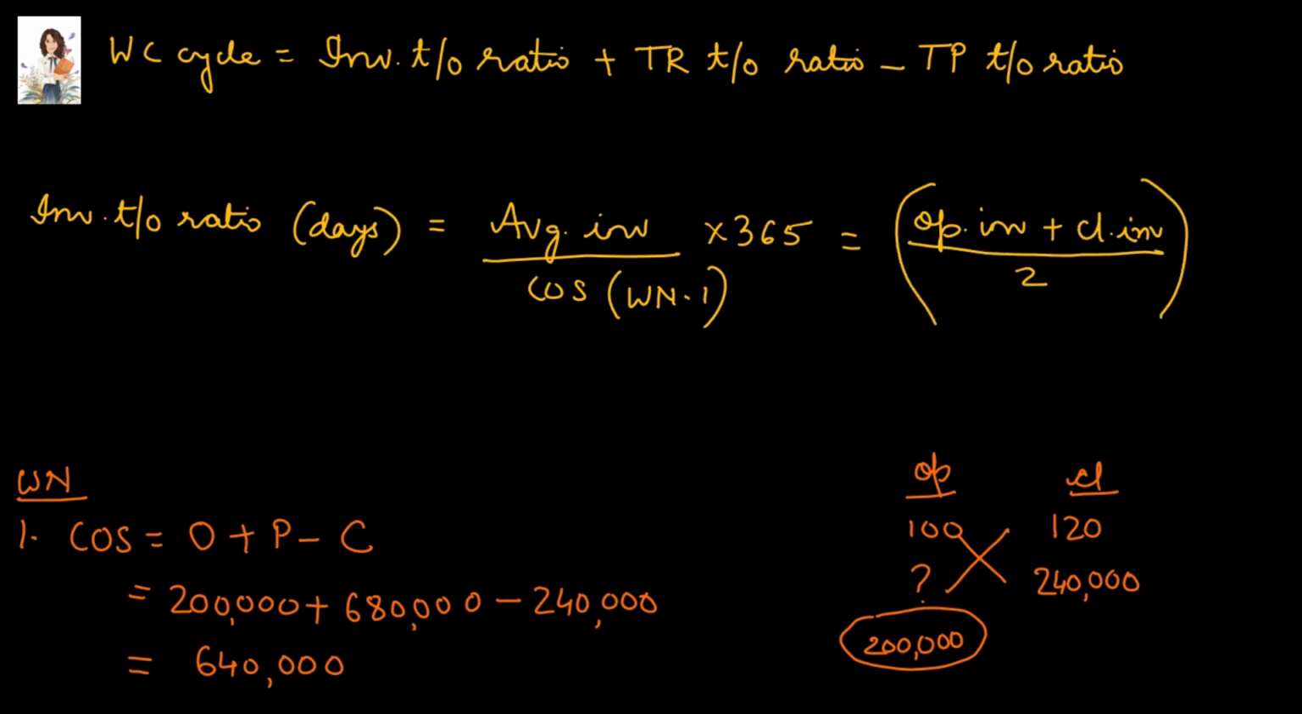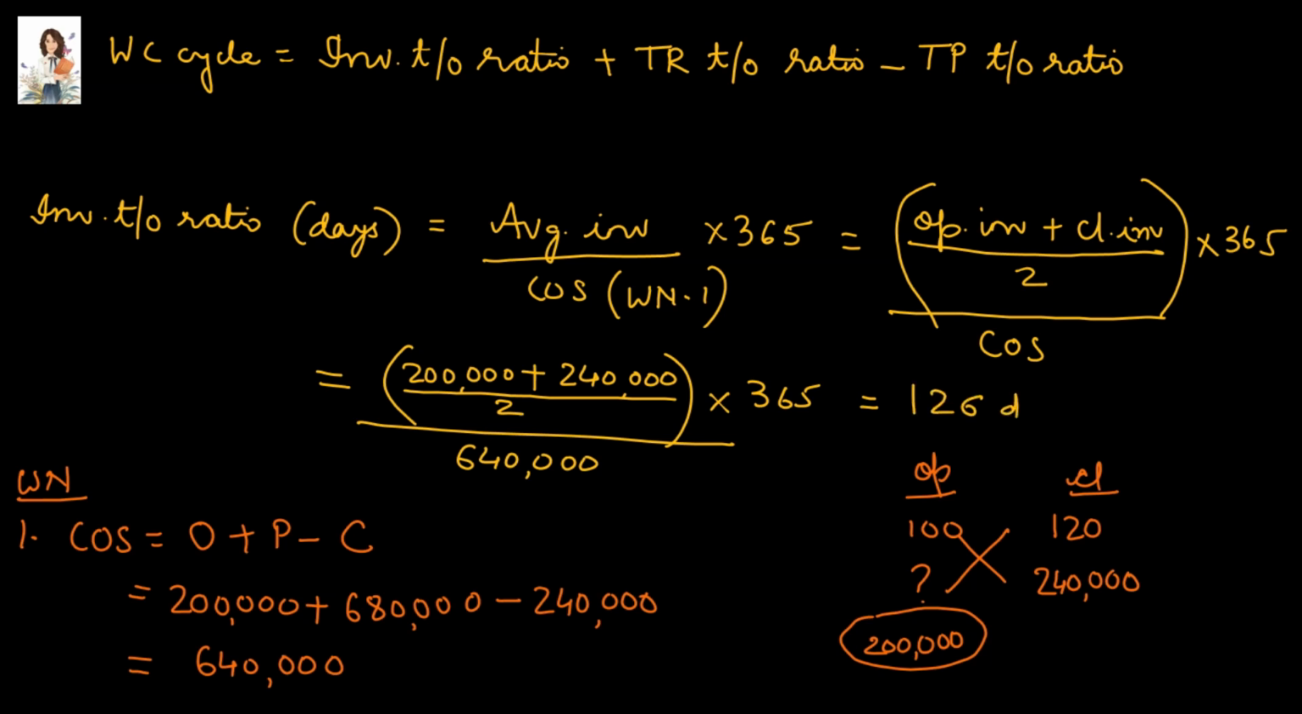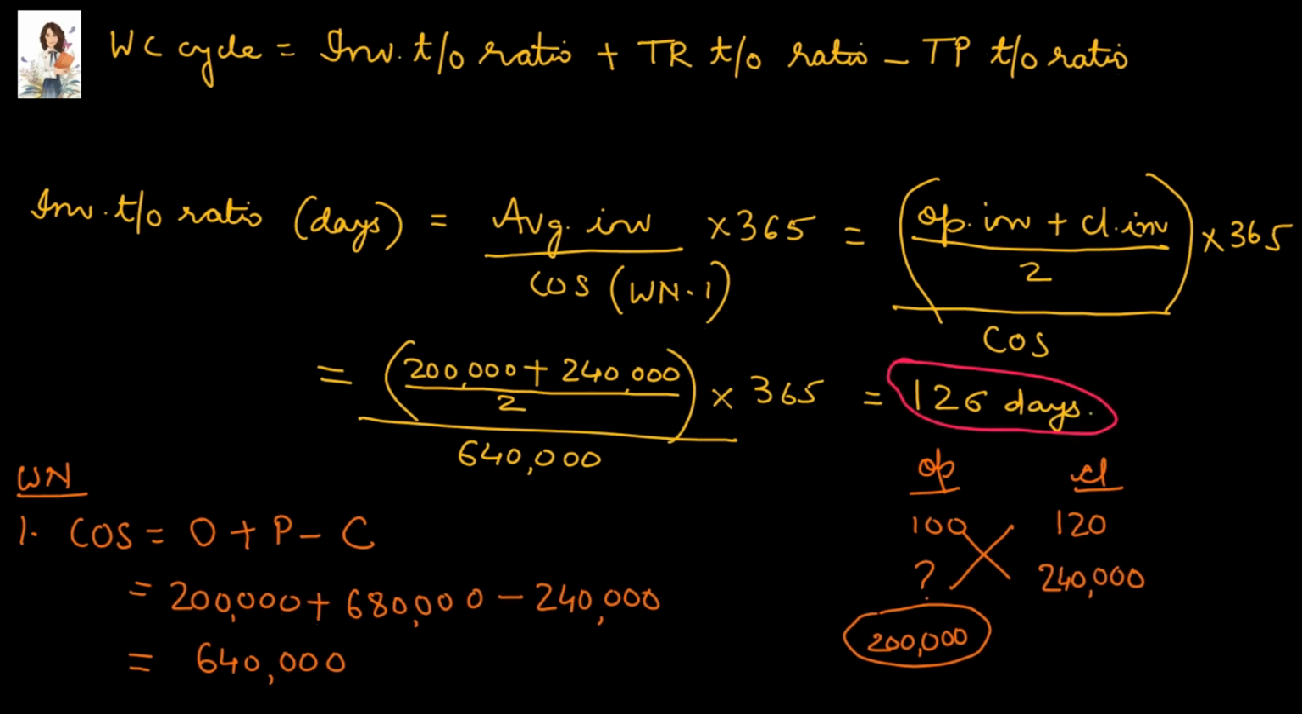Average inventory is equal to opening inventory plus closing inventory divided by 2. This is the numerator. The denominator is cost of sales. Multiply this by 365. So our numerator is 200,000 of opening inventory plus 240,000 of closing inventory divided by 2, and the cost of sales we have already found out, it is $640,000. Multiplying this by 365, we get the inventory turnover ratio to be 126 days. I'll just circle it.